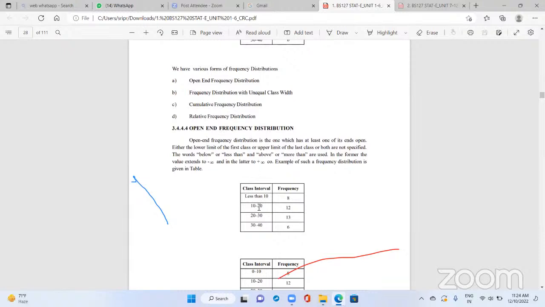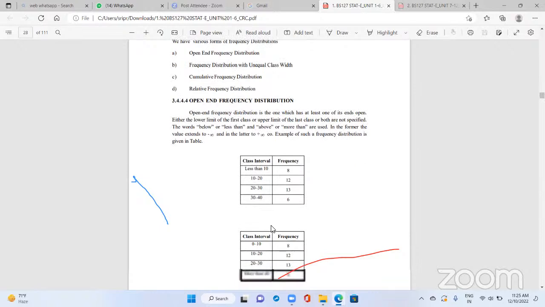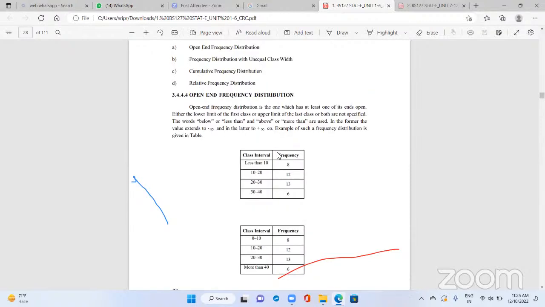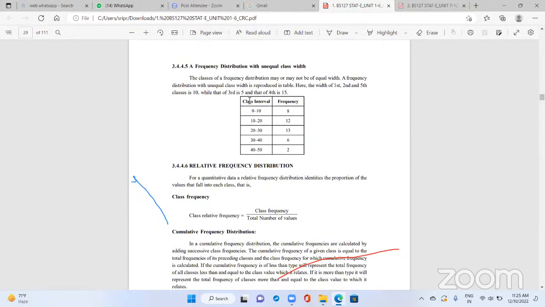Open-end frequency distribution. So this is less than 10, meaning open. 10 to 20, 12 members, 20 to 30, 13 members, 30 to 40, 6 members, and 40 and above is open. Here you can see 0 to 10, 10 to 20, 20 to 30, and more than 40. So more than 40, less than 20, less than 10, such classes are called open-end classes, open-end class frequencies.